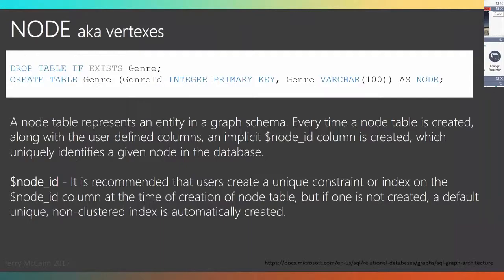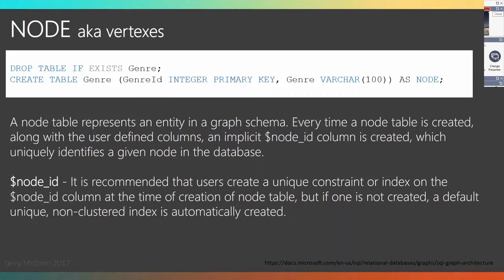Okay, so a node. A node is essentially a variant of a table. If you look at that top statement, I am creating a table called genre, and that genre has an ID and a genre, and I'm creating it AS NODE. I'm saying create me this table as a node, which tells the engine not to build this as a standard table, but to store this as a node. A node represents that entity in our graph schema. So wherever we're thinking about an entity, a person, a product, a movie, that's what becomes these nodes.